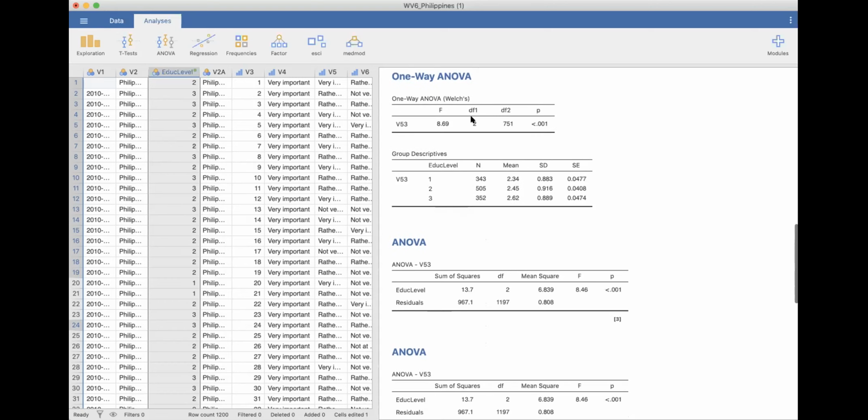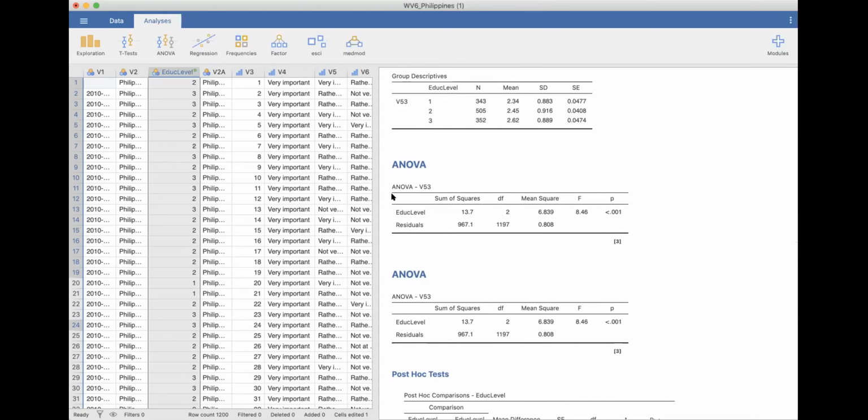Look at this. If it's just education level, the DF is 2. The first is 3 groups minus 1, which is 2, and then 1,200 minus 3 groups is 1197. So this is your F value if it's a one-way ANOVA with just education. Questions?